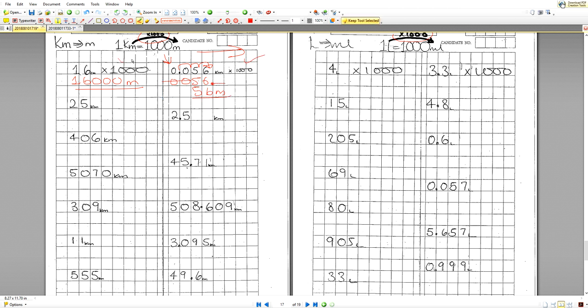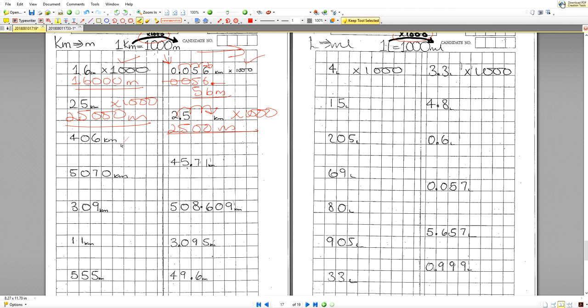So that's how we do a decimal times by 1,000. That's how we do a whole number times by 1,000. So 25 kilometers times by 1,000 equals 25,000. 2.5 kilometers, times it by 1,000 to change into meters. So 1, 2, 3 jumps. Copy it down. Fill gaps with zeros. So the answer is... So that's the first four done.